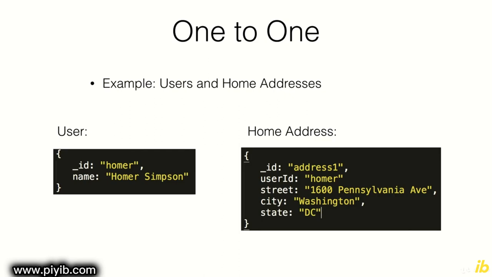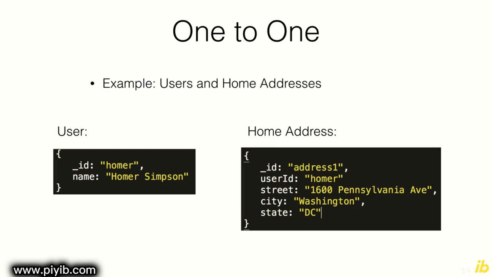The first kind of relationship to consider is a one-to-one relationship. You don't need to overthink this. It's pretty simple. For example, if we have a database that has users and home addresses, and each user has one address and each address has just one user, then we can simply define the user object and define the home address object, and in either one of them contain a reference ID to the other. So here in the address, I've defined user ID is Homer, and that links this address to this user.